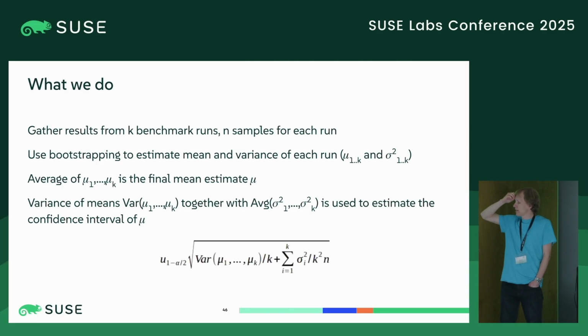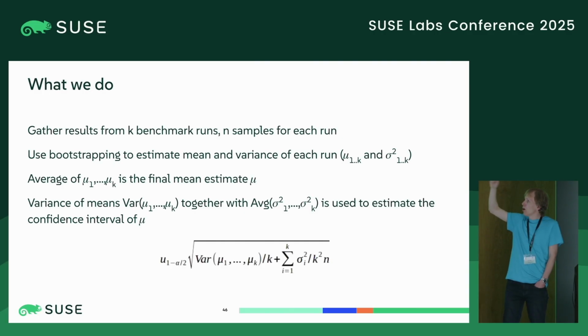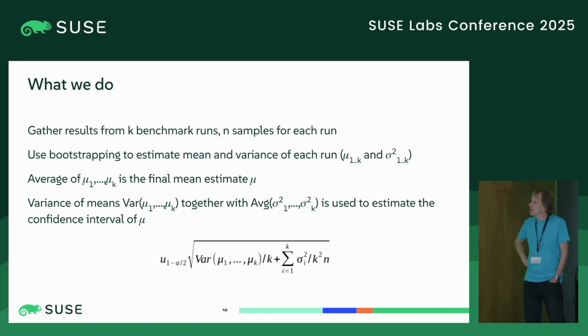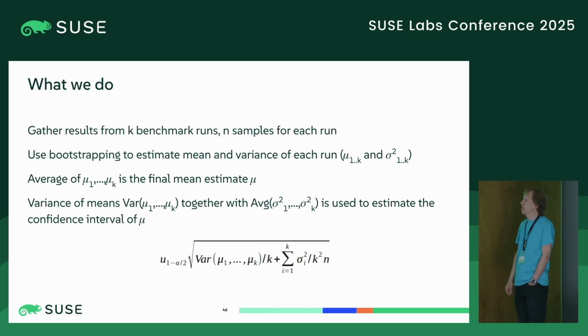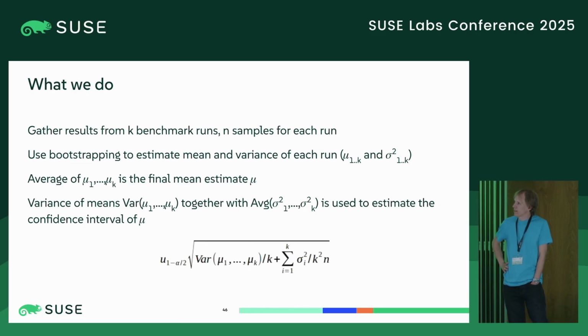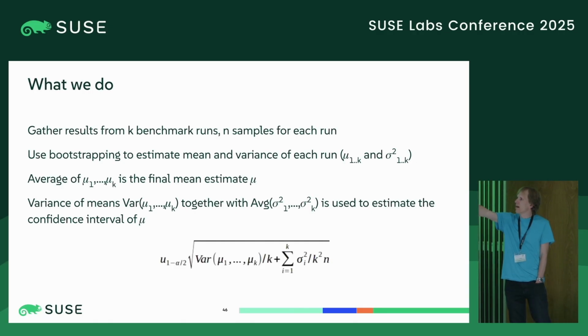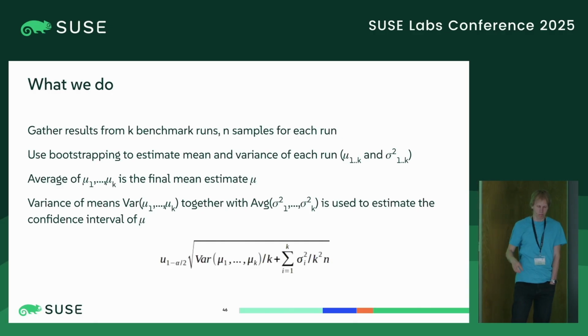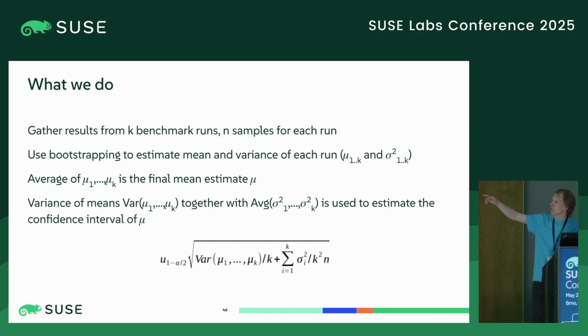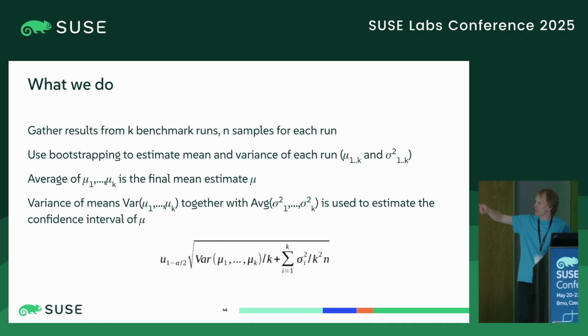Now for each benchmarking run, we use the bootstrapping method, which I have just described, to compute some expected means of each of the benchmarking runs, and some variances, sigma squared, of each benchmarking run. And then the average of the averages is the final estimate of our measured quantity. Let's say the expected time to complete is the final mu value here.